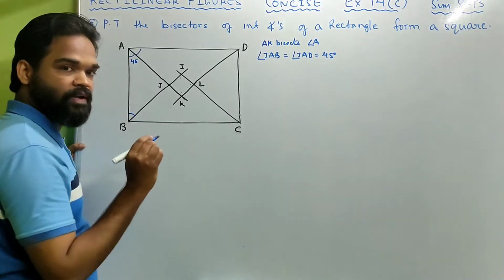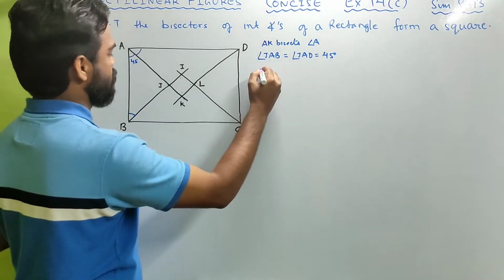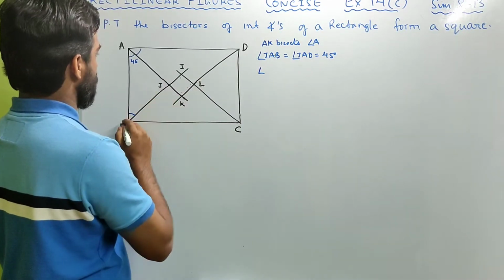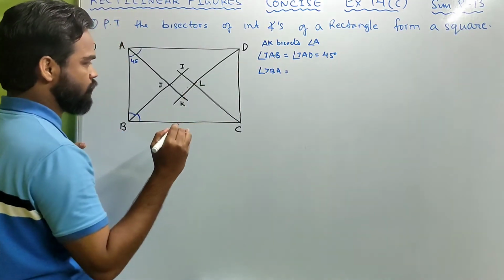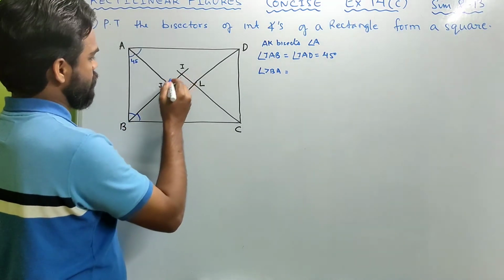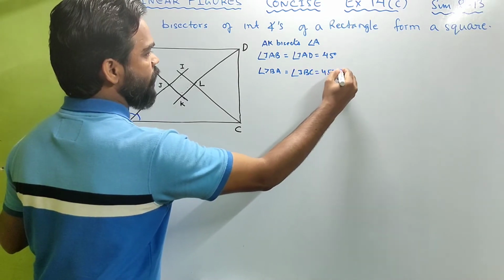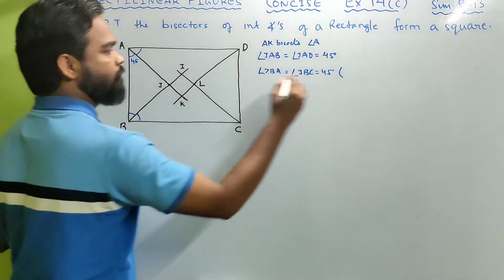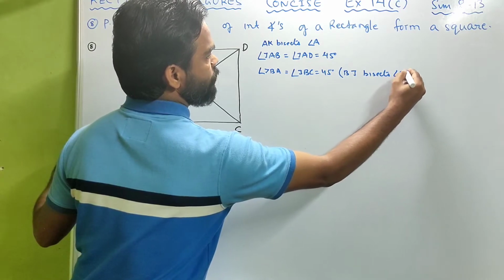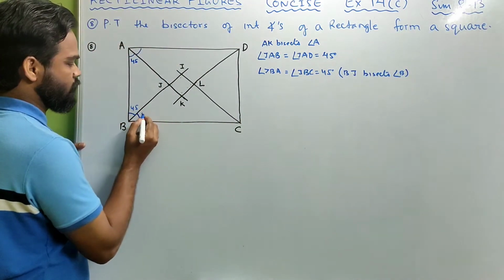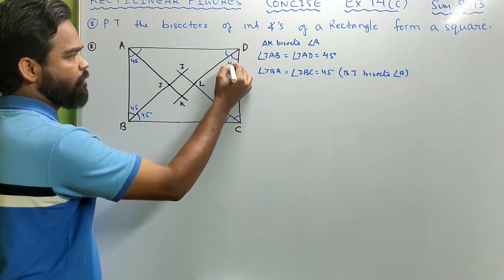Similarly, this angle will be 45, isn't it? So we can say that angle JBA is equal to angle JBC is equal to 45. Why? Because BJ bisects angle B. So this is 45, this is 45. Similarly, this, they all will be 45 degree each.